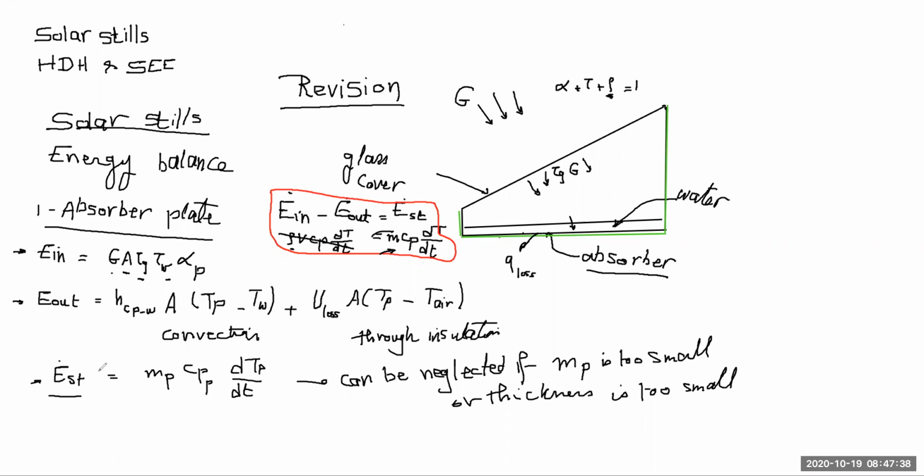If you have a solar still without this plate, then there's no need for all of these equations. Is that clear? Do you have any questions?